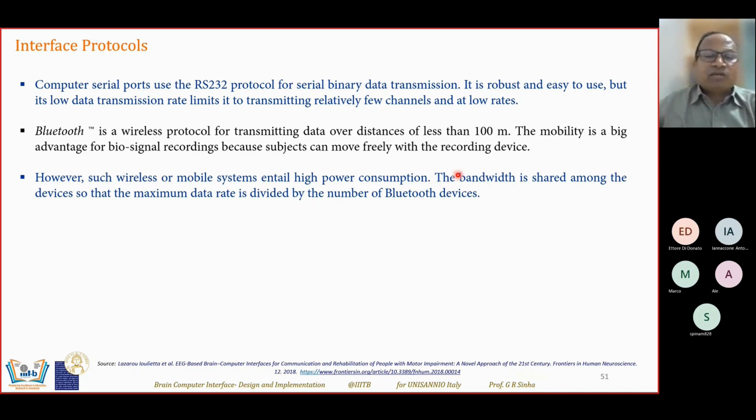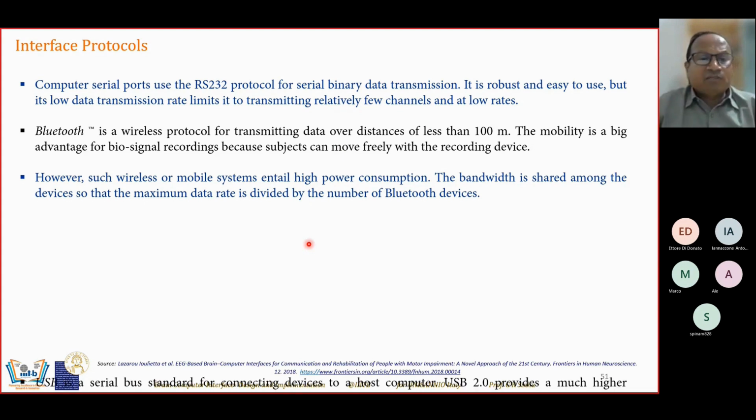Bandwidth is also distributed. With wireless, you know it very well, you can connect n number of Bluetooth devices. Suppose you have Wi-Fi in your home, you can connect 10 laptops, 10 wireless devices. In that case, the entire bandwidth, your data rate, Mbps or Gbps, is divided. So a constant maximum data rate will be divided among all those Bluetooth devices.